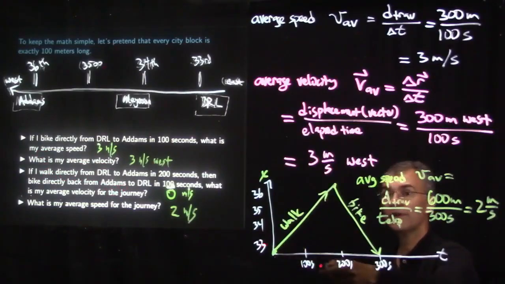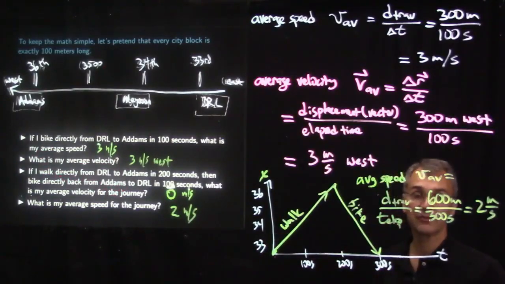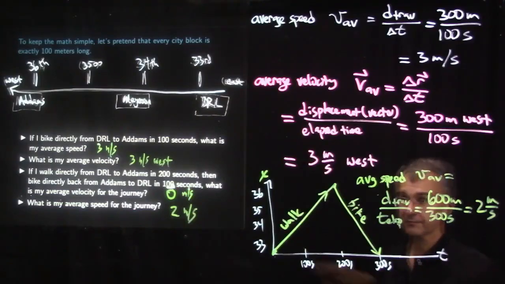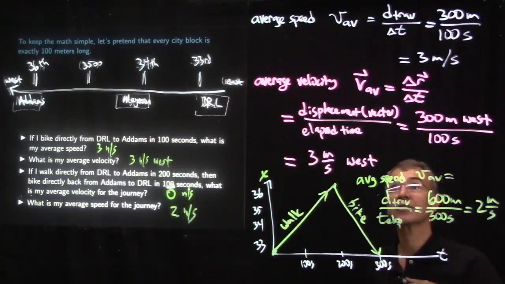And then I wound up back where I started in the third question. So that was a displacement of 0, therefore it is an average velocity of 0. And my average speed for that last journey, which was part walking and part biking, was 2 meters per second. And to get that, I had to use the distance traveled. To get the distance traveled, I had to split the journey up into segments, starting a new segment every time I changed direction.